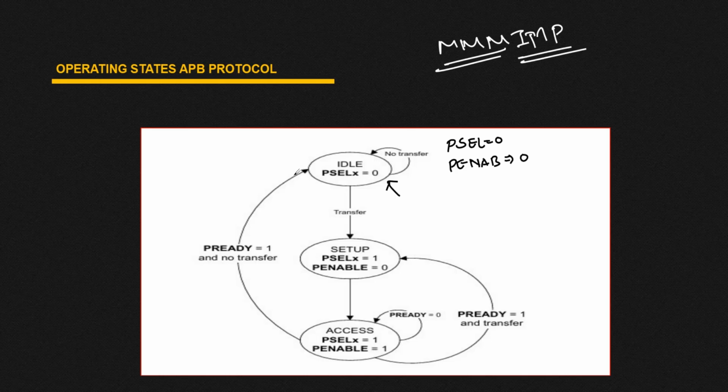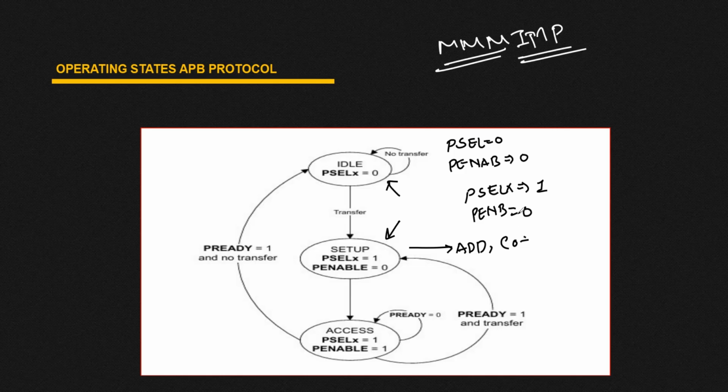Now in order to reach the setup phase, we have to make our P select signal high. So this is your setup phase. Here our P enable signal is still low. Now we are in the setup phase. In the setup phase we are configuring our address and control information, not the data information. Just keep this in mind. We are not configuring our data here.